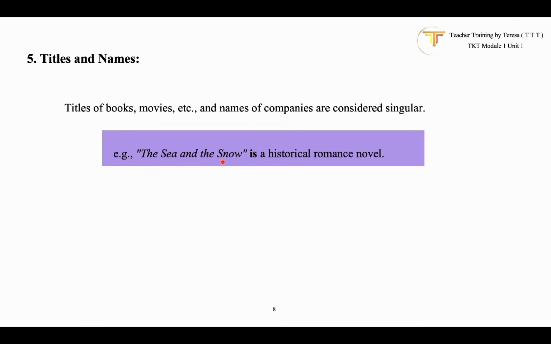5. Titles and names. Titles of books, movies, etc., and names of companies are considered singular. The Sea and the Snow is a historical romance novel.